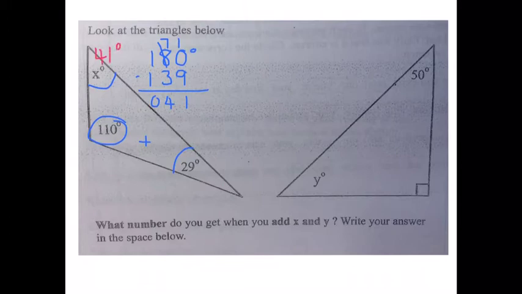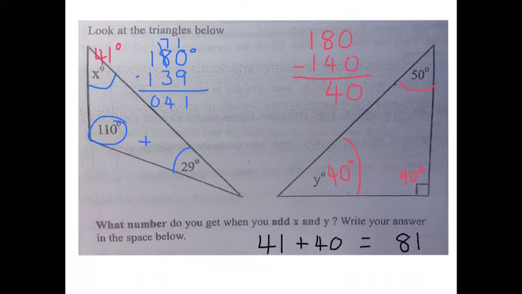Triangle on the right, we're given a 50 degree angle, and we know that this is a 90 degree angle. So it's 180, take away what we know. 50 plus 90 is 140. 180 take away 140 is 40 degrees. So we now know that Y is 40 degrees. And the final step is to add X and Y. So it's just 41 plus 40, giving us a total of 81 degrees.